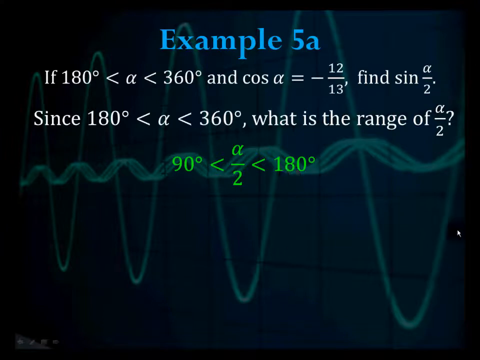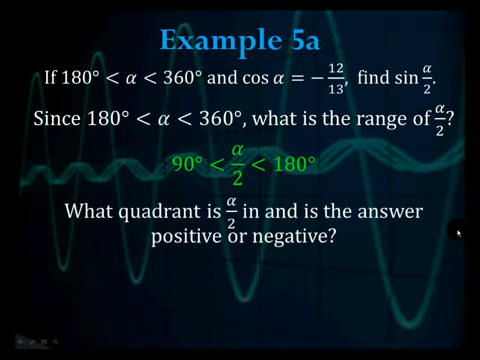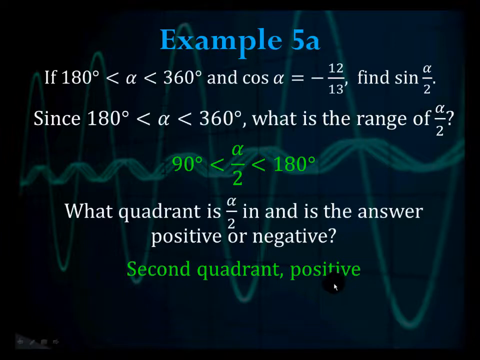180. Alright, so which quadrant is alpha over 2 in? And based on that quadrant, is the answer to sine of alpha over 2 going to be positive or negative? Well, alpha over 2, between 90 and 180, we are in quadrant 2. And in quadrant 2, the sine of an angle is positive. So when we use the half angle formula, we're going to use a plus sign in front of the square root.